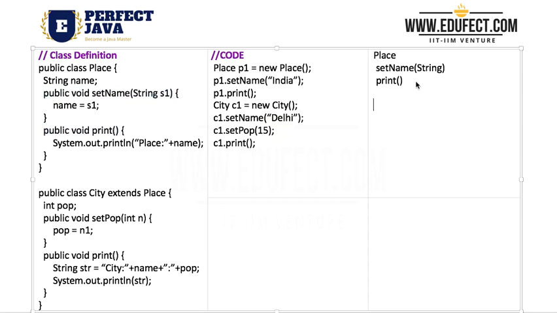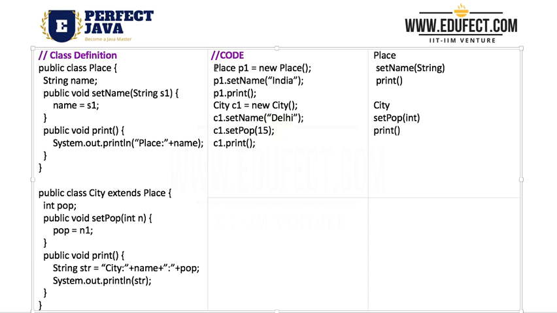Then we have a child class named city. City extends place, so it's a child class. And what are the methods here? We have a method setPop. SetPop takes a parameter of type int, and then we have a method called print, which does not take any parameter. So notice in this case, the signature of the method print in both the parent class and the child class is the same. And then in both the classes, we have one different method defined. So setName in place and setPop in city. So let's now run some code and see what will happen.